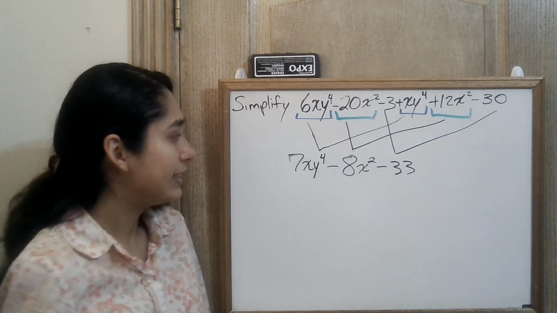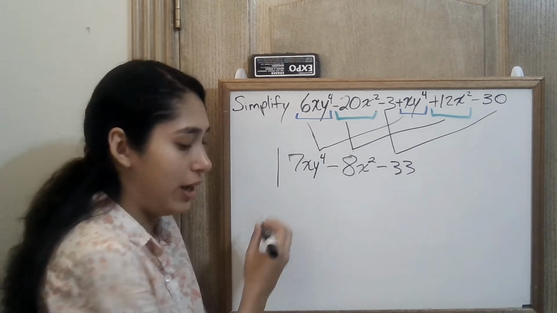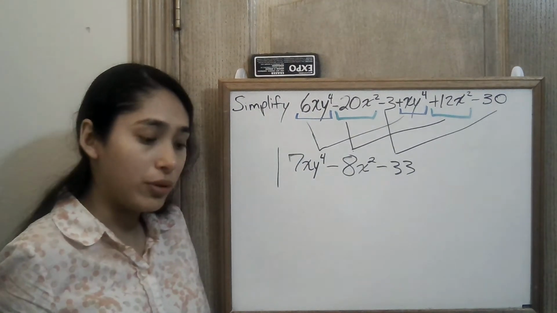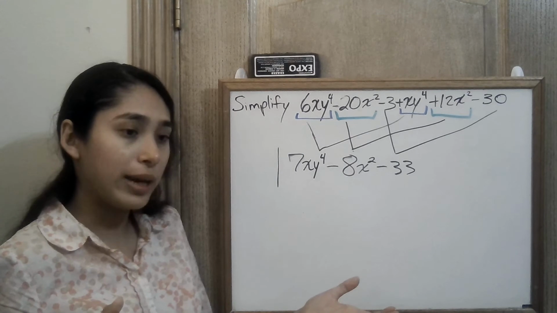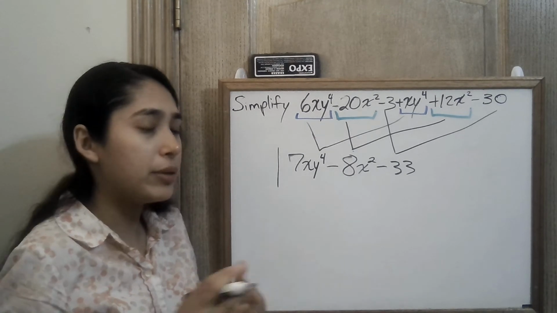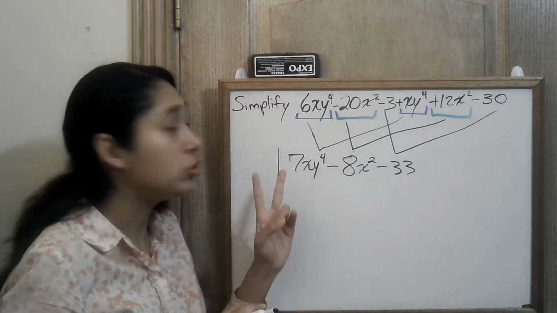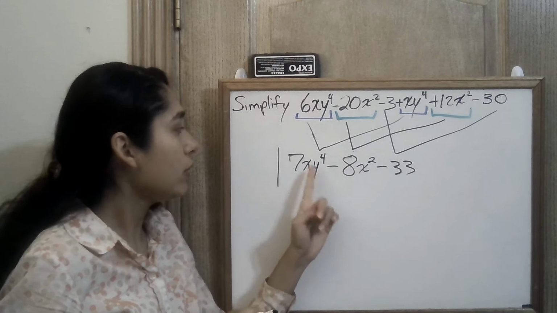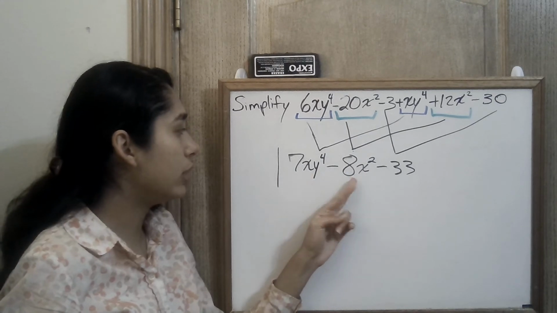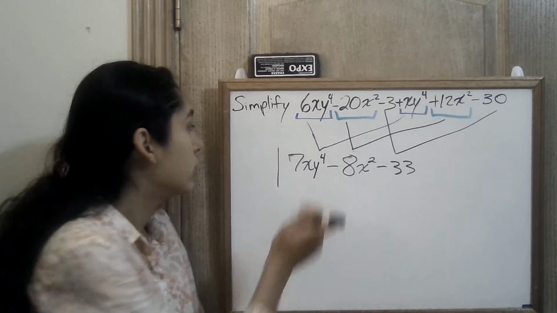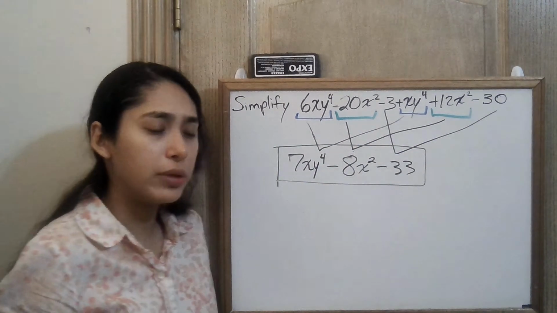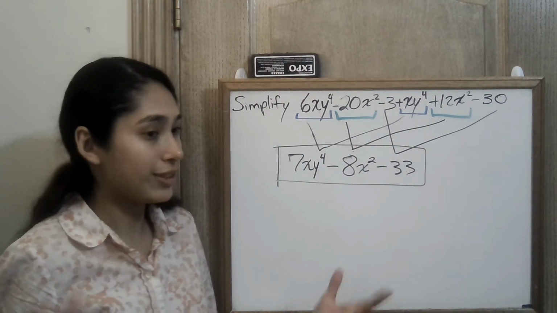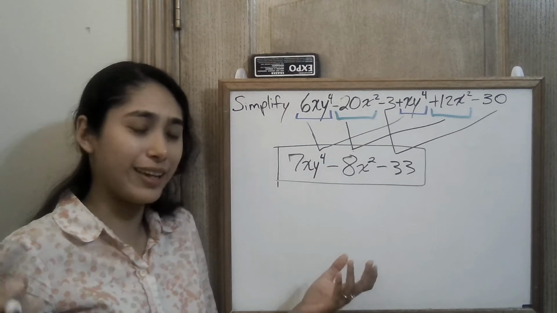Yay! We have simplified polynomials with more than one variable. We would actually call this two different variables. This variable and this variable. The 33 is not considered a variable because 33 is a constant. How can you vary if you're constant?